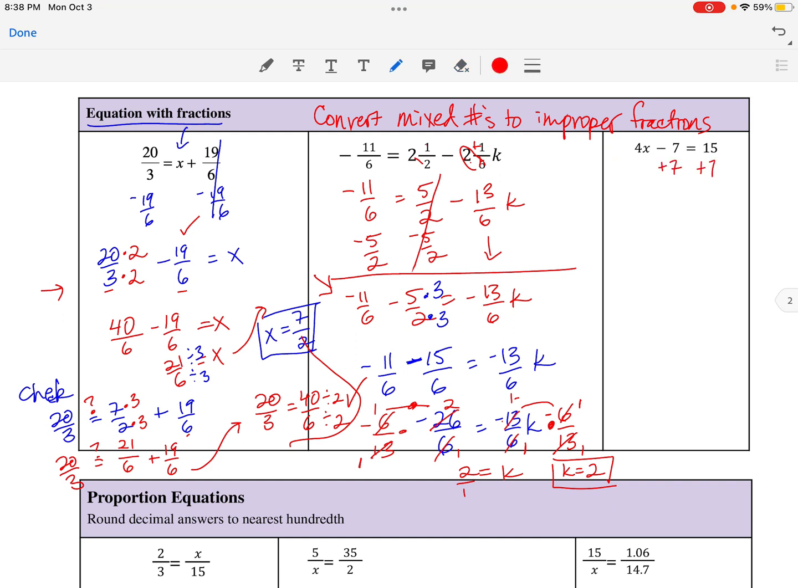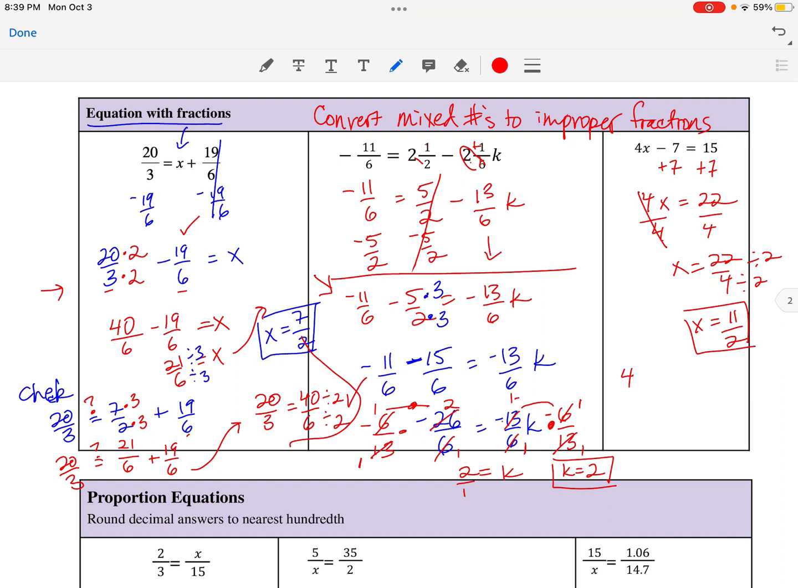I'm going to add 7 to both sides. And I encourage you to pause the video and try this yourself. Do it yourself. 4x equals 22. Divide both sides by 4. X equals 22/4, which can be simplified. They can both be divided by 2. So x equals 11/2. And lucky us, we do have room to plug in and check.